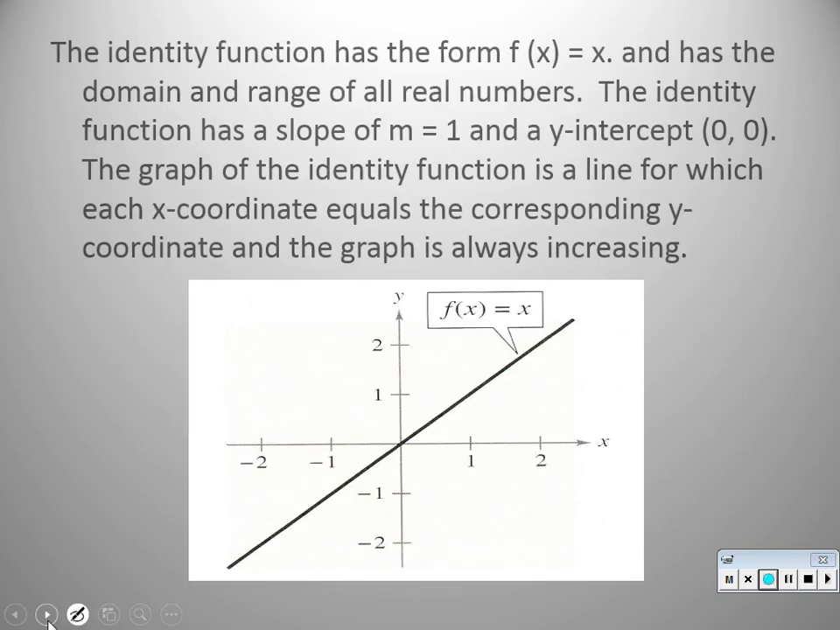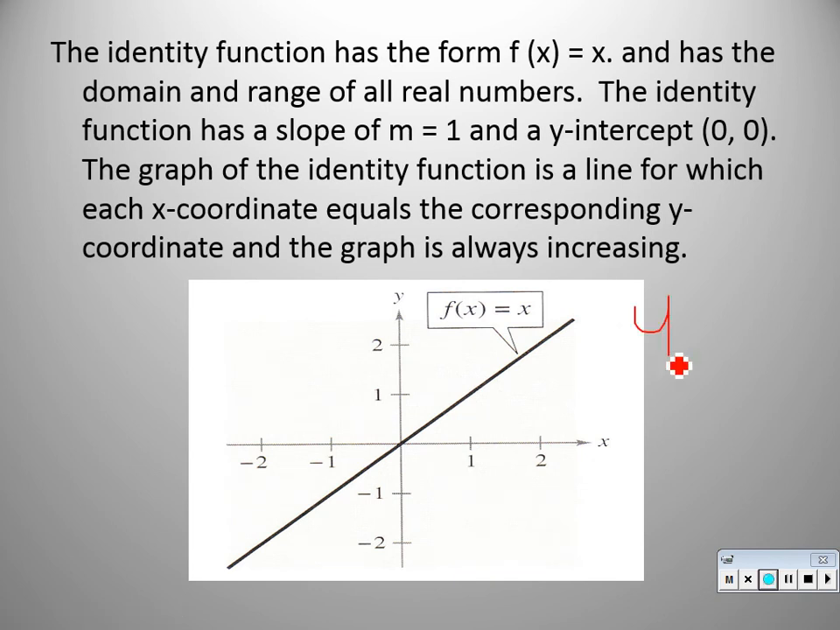Another is what's known as the identity function. The identity function has the equation y equals x. So with the identity function, you have a line where the slope is 1 and the y-intercept is 0.